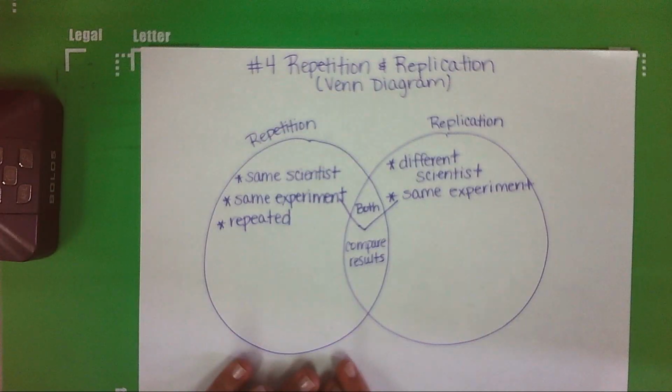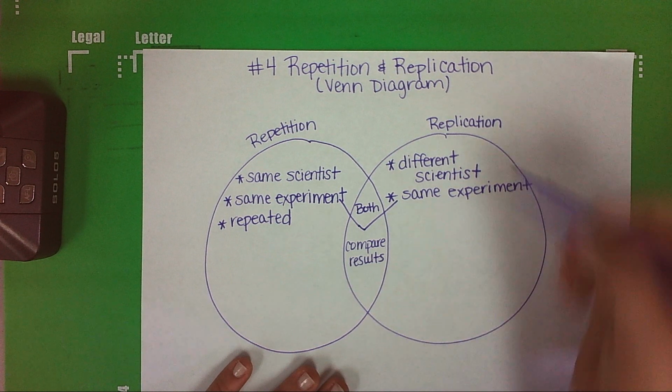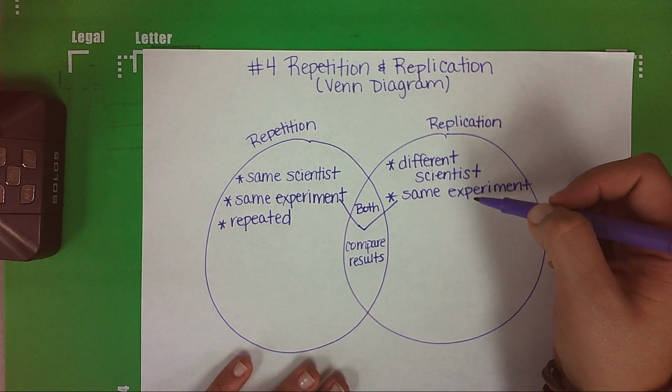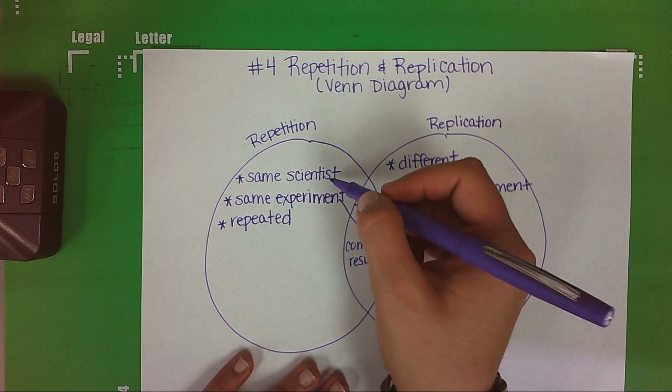So this should be what you have for number 4. Replication is a different scientist doing the same experiment. Repetition is the same scientist.